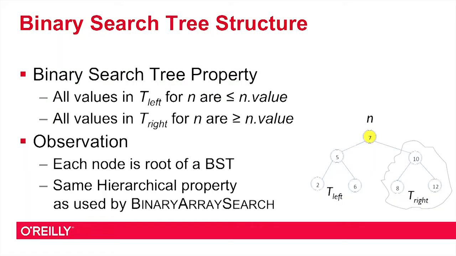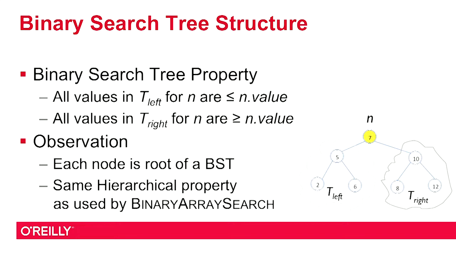With that binary tree, you can actually now impose a global property known as the binary search tree property. And with this in place, we now have a sophisticated structure that allows us to achieve the performance gains we just saw in binary array search without being limited to a contiguous block of memory.